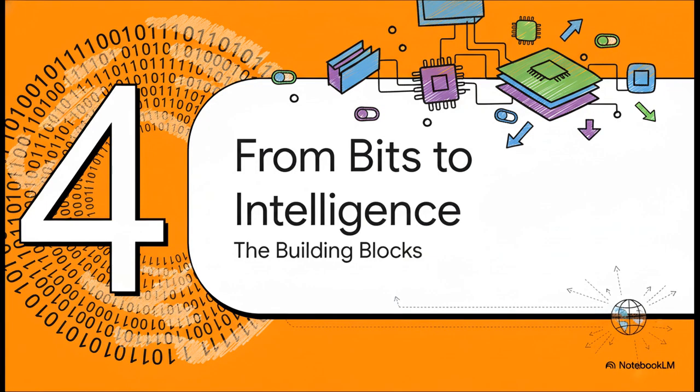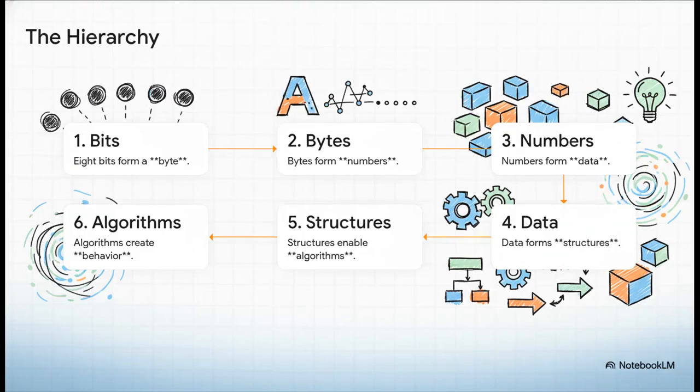So, okay, how do we get from a simple yes or no all the way to everything we see and do on our screens? Well, it's all about building things up, layer by layer. It's kind of like a pyramid. At the very bottom, you've got your bits. You take 8 of those little guys, stick them together, and now you have a byte. Okay, now you can use those bytes to make things like numbers or the letter A. You put those together to get data, you organize that data into complex structures, and then, finally, you write algorithms that tell the computer what to do with all of it. And that's how you get behavior.